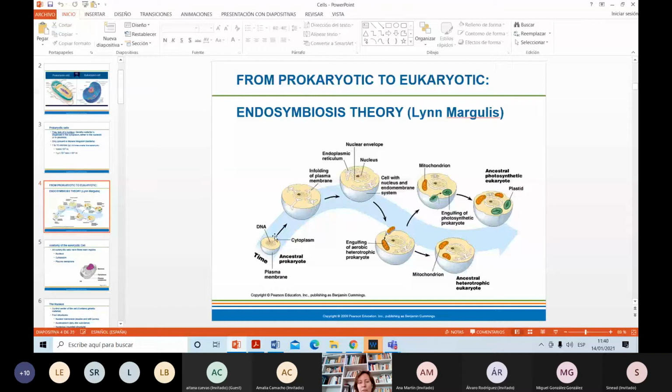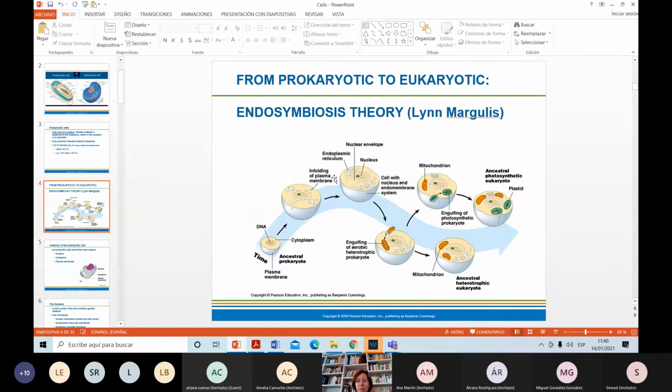So we're talking about something that happened hundreds of millions of years ago. ¿Vale? This is a process that probably happened hundreds of millions of years ago. One original prokaryotic cell, because hundreds of millions of years ago only prokaryotic cells existed on the planet, one of these cells suffered one process. What's the difference that you see between this picture and that picture? ¿Qué vemos? What's the difference?